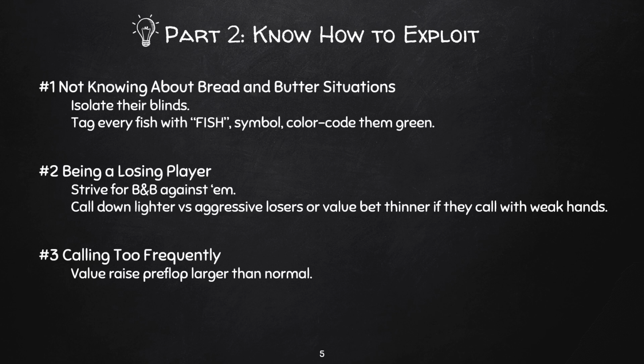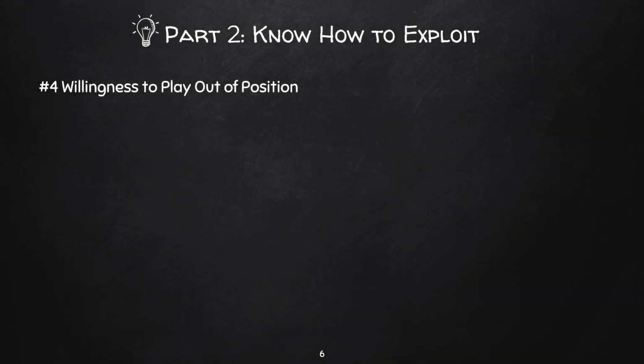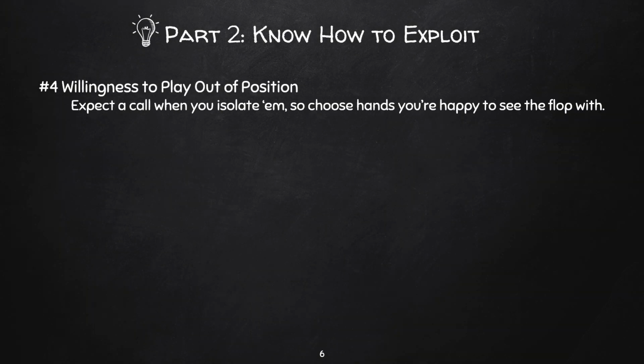Alright, that fourth symptom was a willingness to play out of position. Two ways to exploit. Number 1, you want to expect a call when you ISO raise them. So make your play with hands better than their calling range. You don't want to isolate with king deuce, right? I mean, they're calling you with all their other kings. You'd probably rather have king 10, king jack, or king queen as your ISO hands because they can call you with the king deuce all the way through king 9.